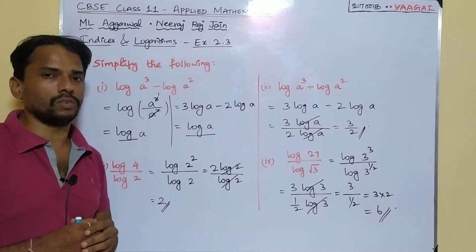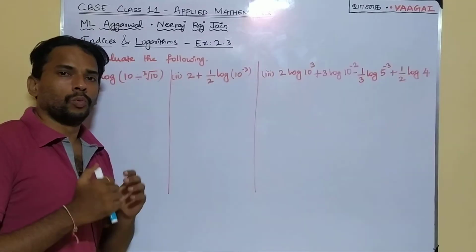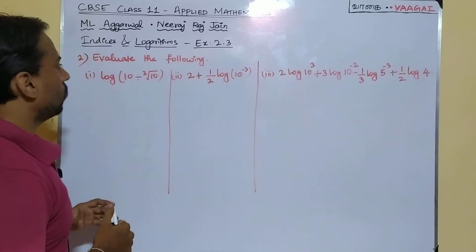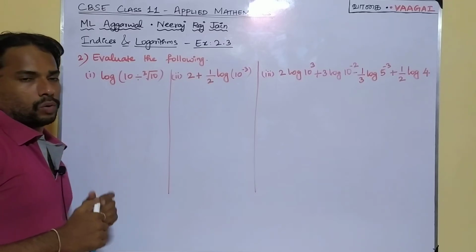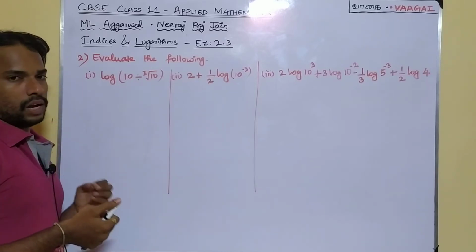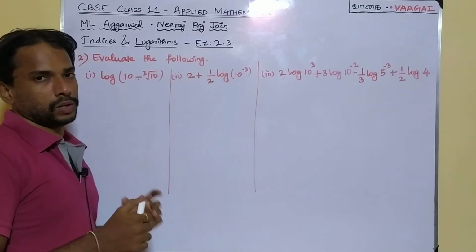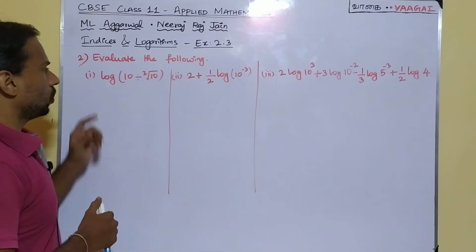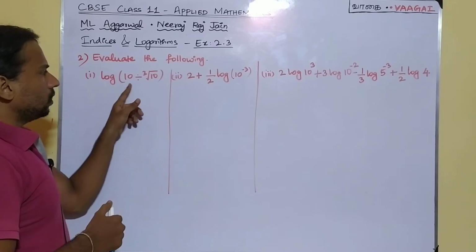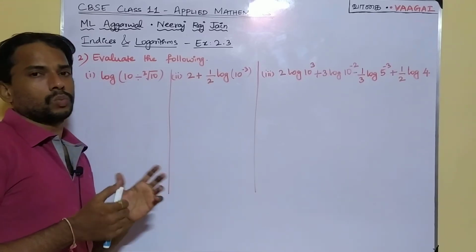Now let's move on to the second question. Here we have the first subdivision. Here we need to evaluate the following. So we need to simplify and then evaluate the values. This is what we are expected to do. Coming to the first subdivision of the second question, we have log of 10 divided by cube root of 10.